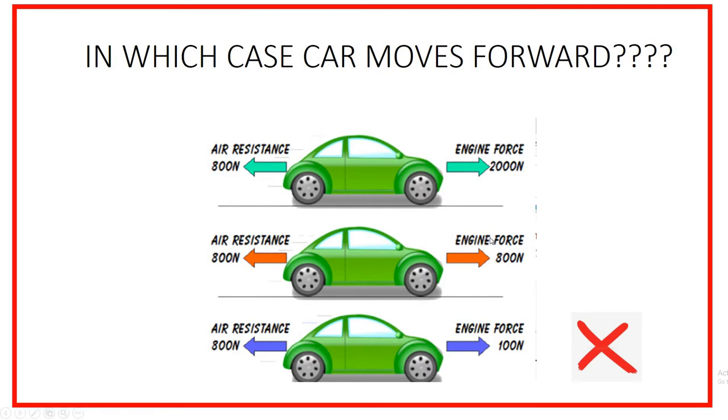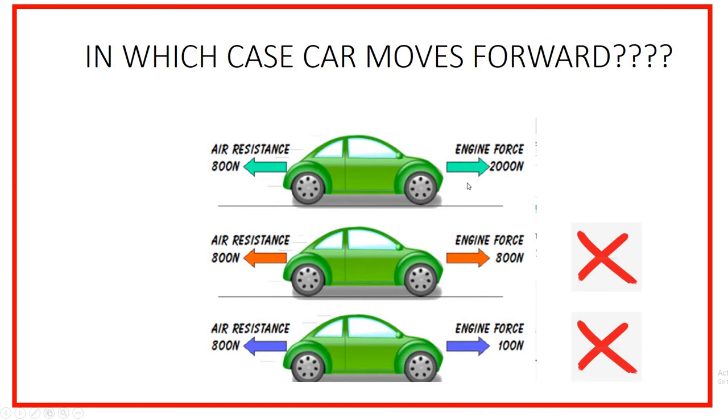Now for the next case, the engine force is 800 Newton and the air resistance is also 800 Newton. So this car also will not move forward. This will be in a stable condition because both forces are the same, the resultant force of the engine as well as the air resistance, right? So in this case also the car doesn't move forward.